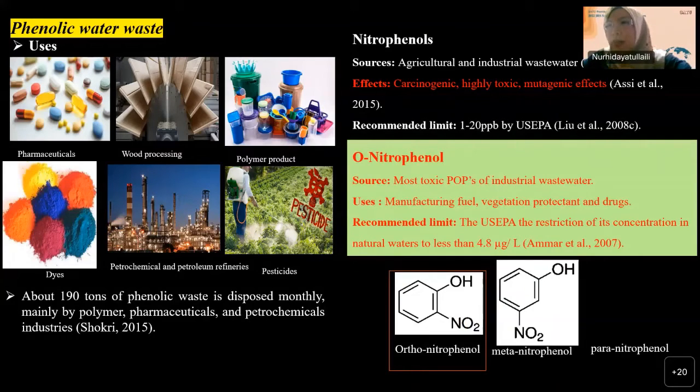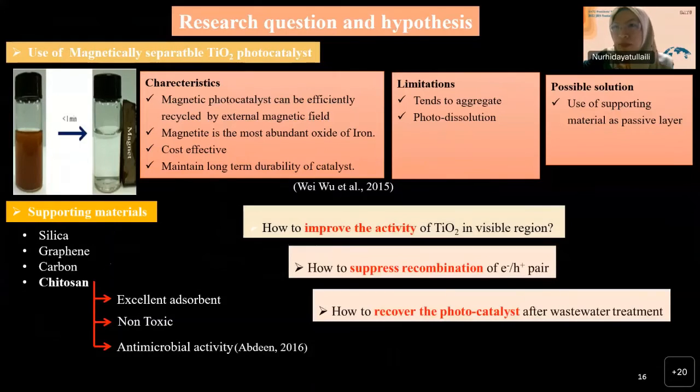Nitrophenol is one of the most persistent and most toxic water compounds from industrial wastewater. It has been used for the manufacturing of fuels and in agriculture, it is found in industrial wastewater, and it has carcinogenic, highly toxic effects. Also, about 190 tons of phenolic waste is disposed of monthly. Considering these facts, nitrophenol has been selected as the model water pollutant in this ternary photocatalyst system.